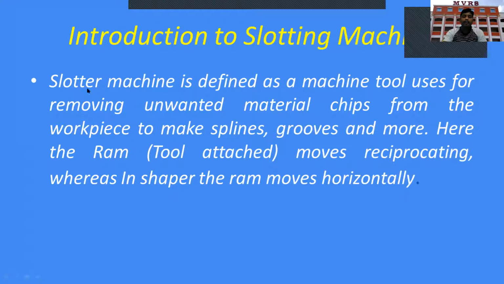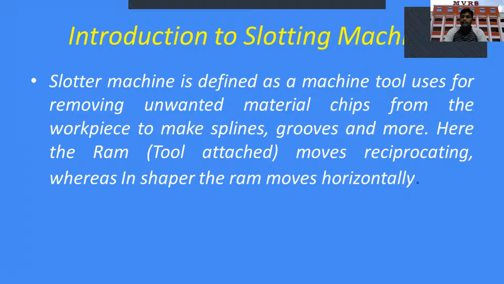A slotter machine or a slotting machine is defined as a machine tool used for removing unwanted material chips from the workpiece to make splines, grooves, and more. Here, the ram, that is the tool attached, moves reciprocating vertically, whereas in the shaper the ram moves horizontally. Okay, so now we are starting with the introduction of the slotting machine.